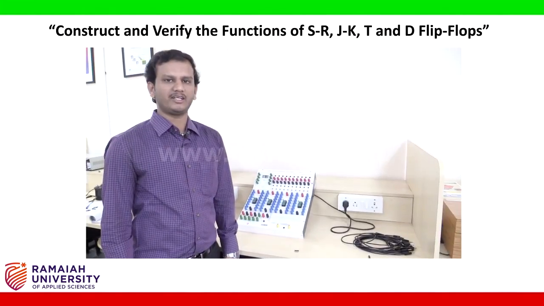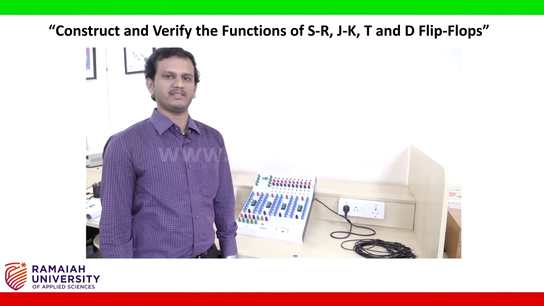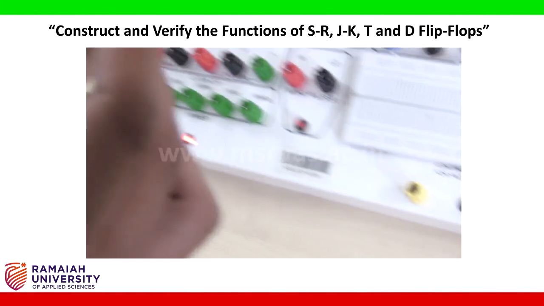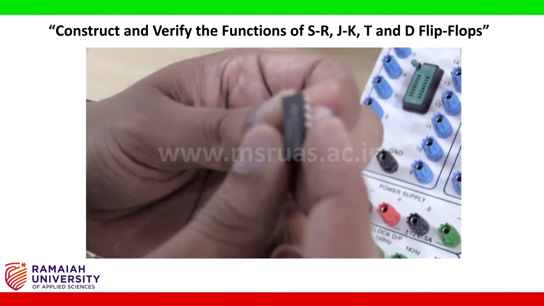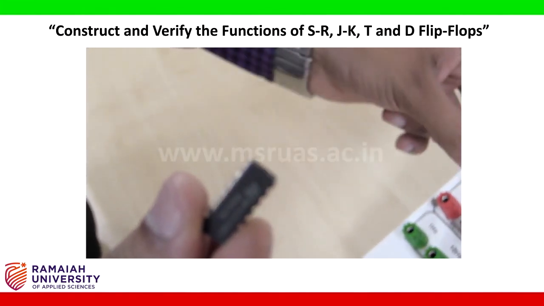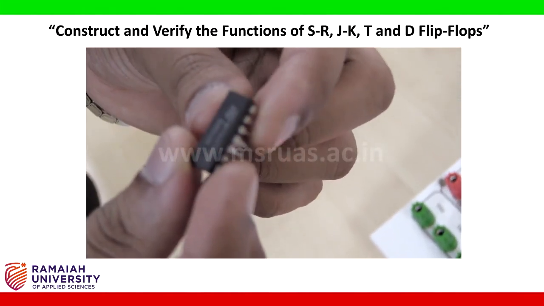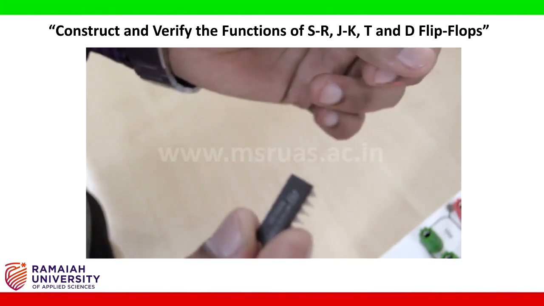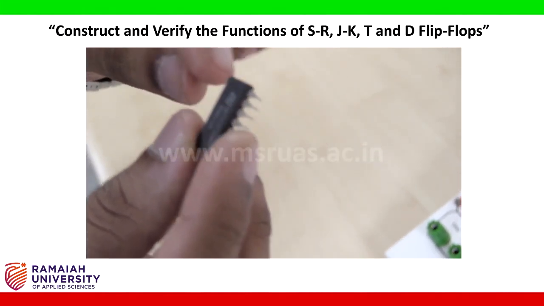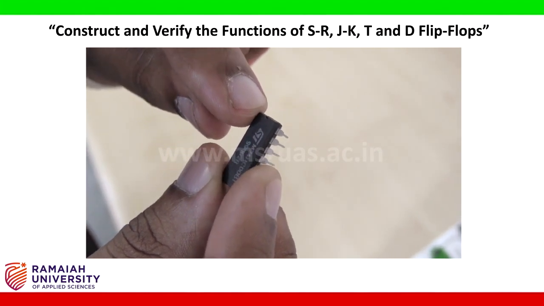After checking the conductivity of the patch cords, now let us place the IC into the IC base. This is a 7400 IC. This represents the NAND gate and we have to place this IC into the IC base here. As I told, this is a 14 pin IC. While placing the IC into the IC base, we have to make sure that the notch at the top of the IC is always in the upward direction.